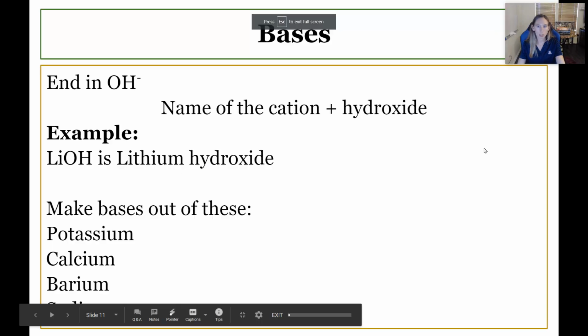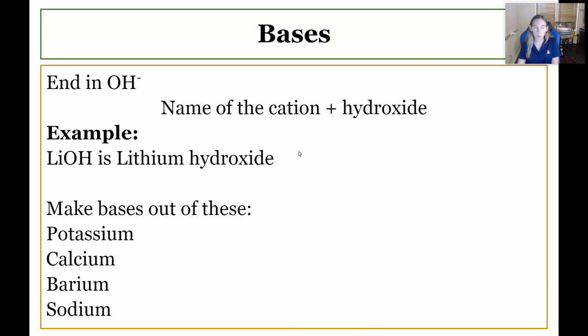I'm going to go back up to here. Therefore, bases are made with hydroxide and positively charged cations, because, of course, hydroxide is negative. You need the positives to form a compound. Remember that in compounds, the cation is always listed first, then followed by the anion. Same thing for these bases.